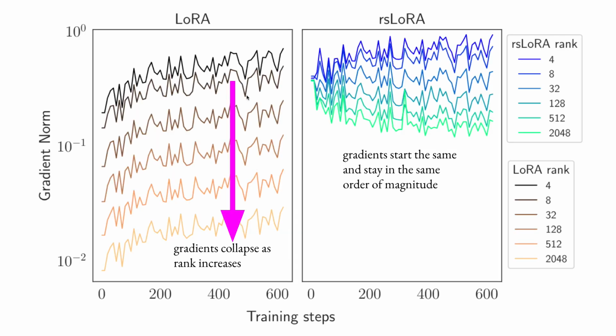And then this is the proof, or evidence rather, of the rank stabilization behavior. For regular LoRA, as we go from rank 4 up at the top to rank 2048, we see that the gradients collapse as rank increases. So this is not stable training. Whereas for rsLoRA, we see that gradients start the same, and then they stay in the same order of magnitude, whether it's a rank of 4 or a rank of 2048. This is the pattern we're looking for when we are looking for stable training.